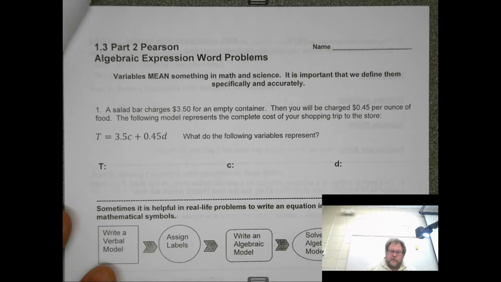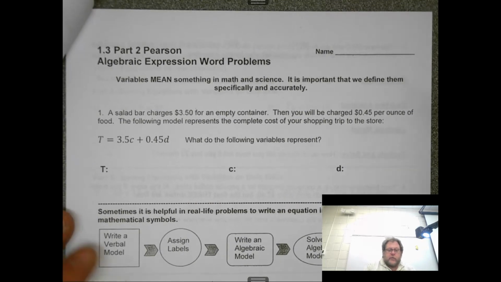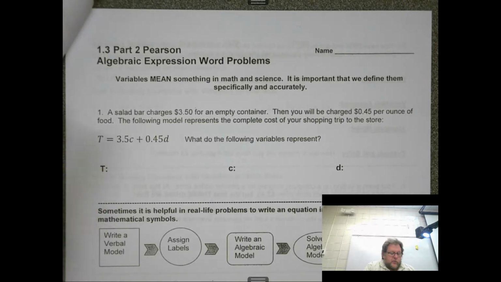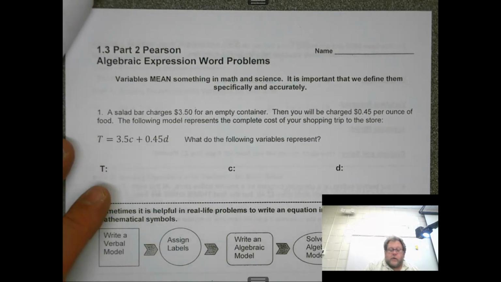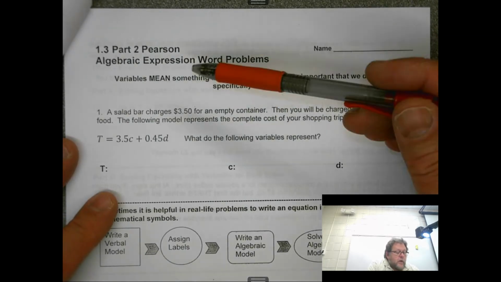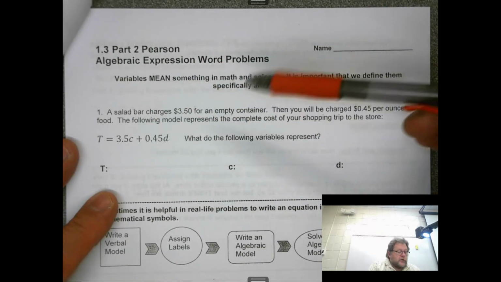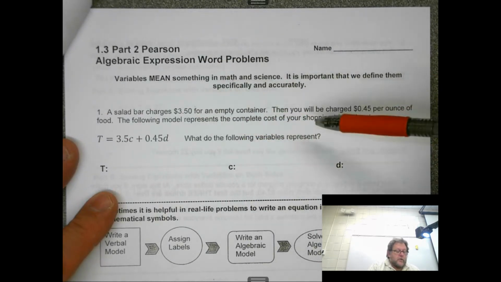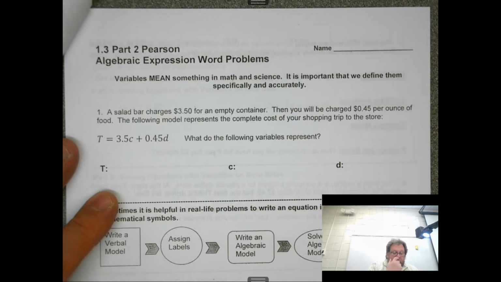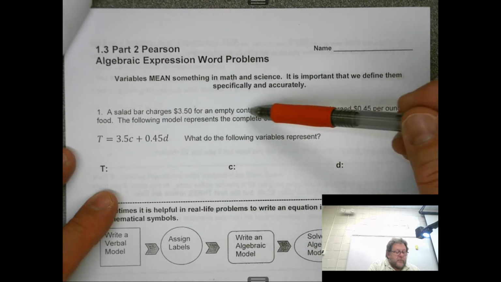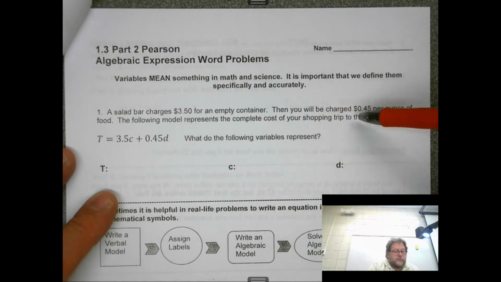Now, we start out with hopefully easier problems, and later in the course, we get into more and more difficult problems. All right, let's take a look at number one here. It says a salad bar charges $3.50 for an empty container. Then you will be charged 45 cents per ounce of food. The following model represents the complete cost of your shopping trip to the store.